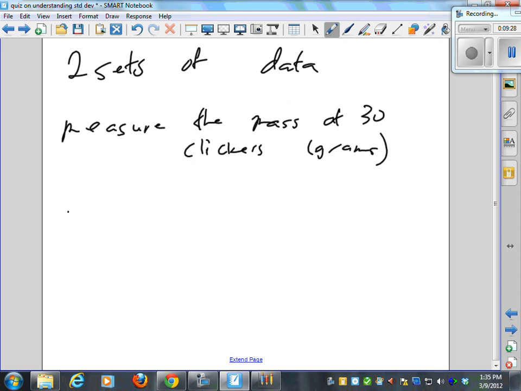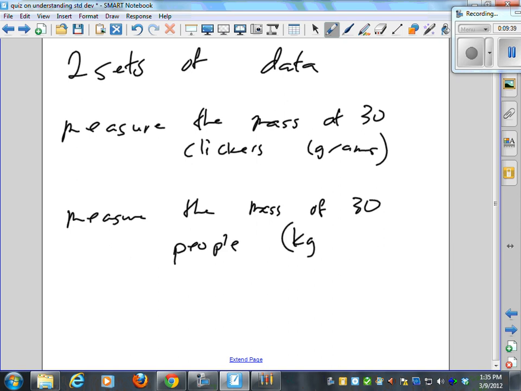Then I decide to measure the mass of 30 people in kilograms. Which one would you expect to have the higher standard deviation? Which group of data would have the higher standard deviation? The mass of 30 clickers or the people? Higher means it's more spread out, right? So would the people have the higher standard deviation?